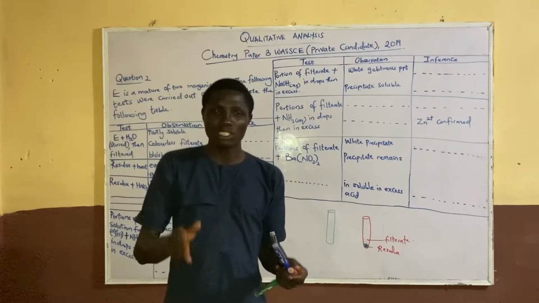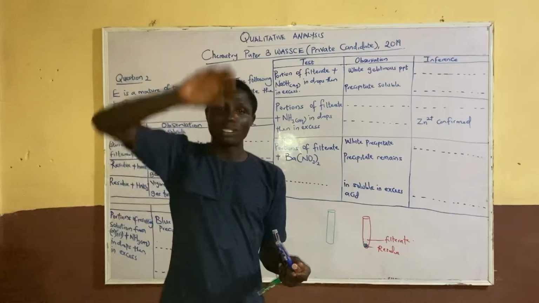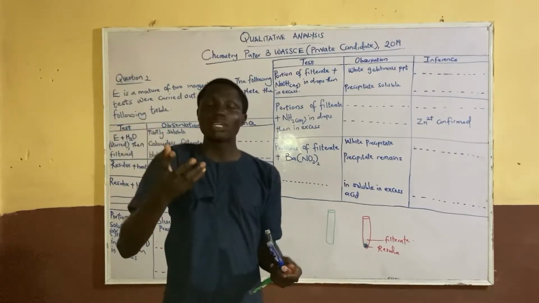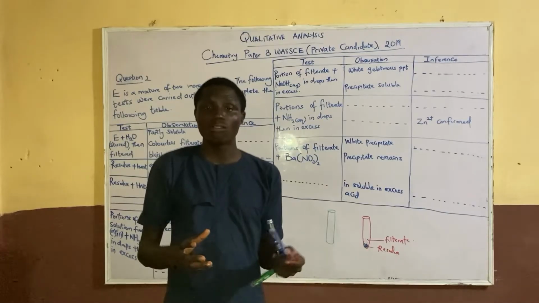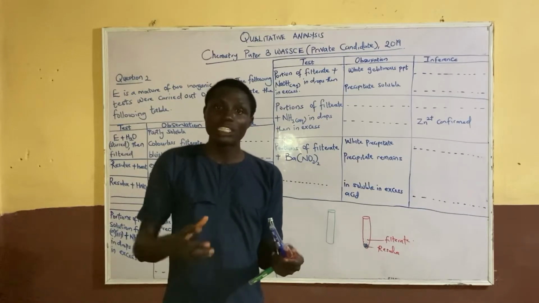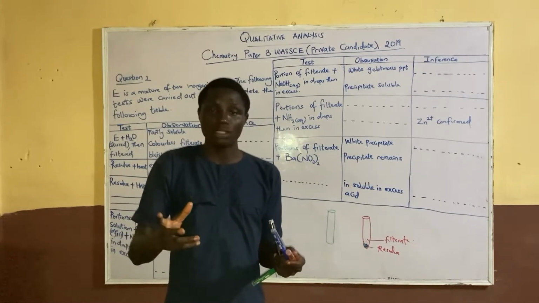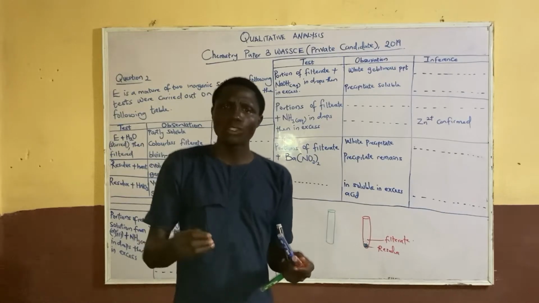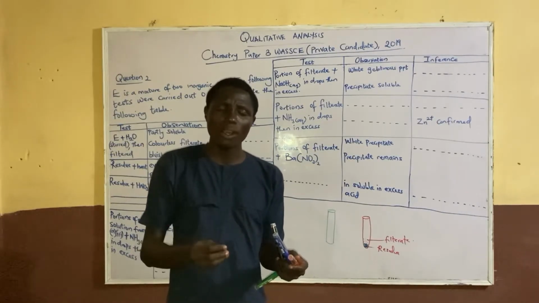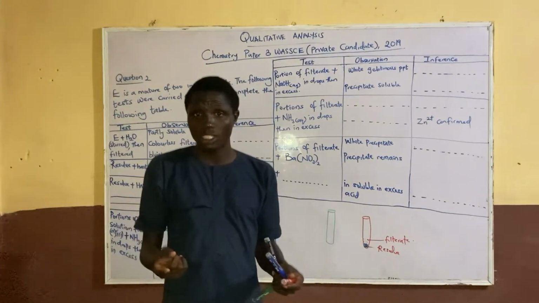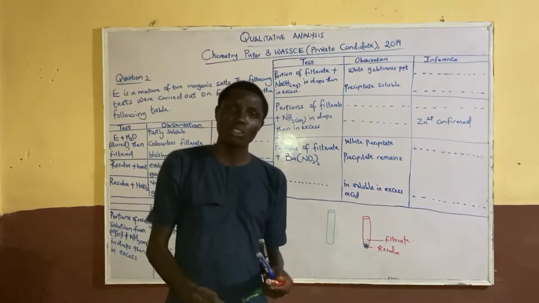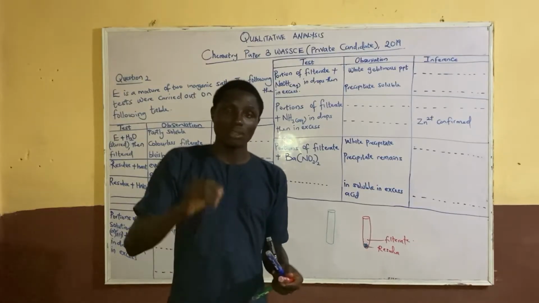Any copper salt is blue in color, especially when hydrated. Although there are some that are white in color, which have undergone dehydration, so making it white, like copper sulfate. Most especially anhydrous copper sulfate, when you add water to it, it turns blue.